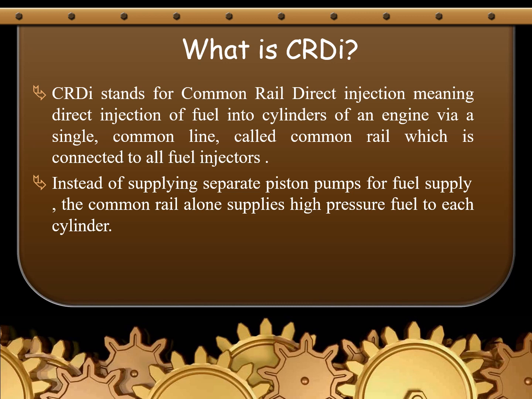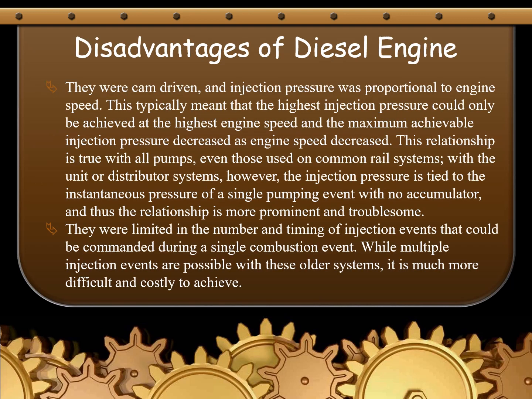That means direct injection of the fuel into the cylinder of an engine via a single common rail, which is connected to all the fuel injectors. Instead of supplying fuel with separate piston pumps, a common rail supplies high pressure fuel to each cylinder at the end of the compression stroke. Before that, you go for CRDI.